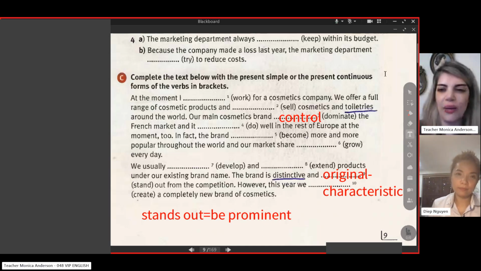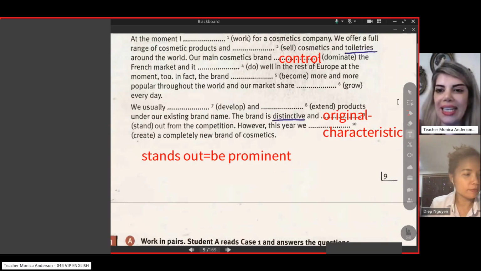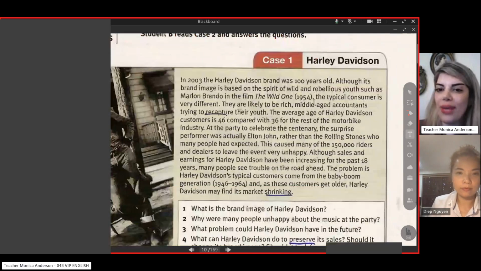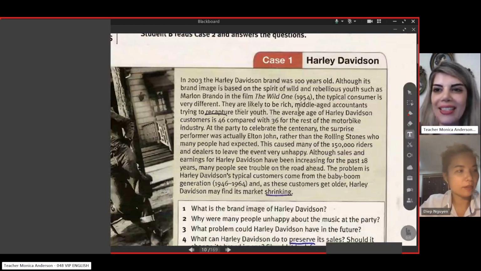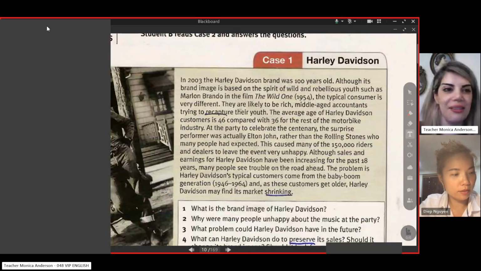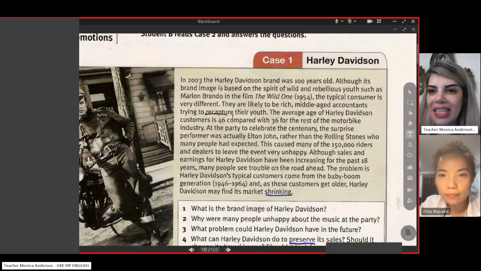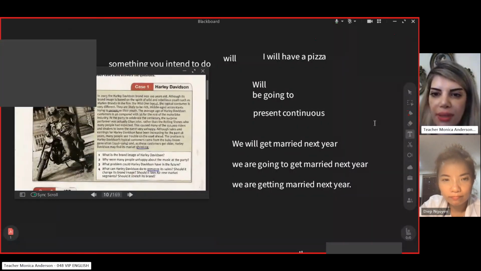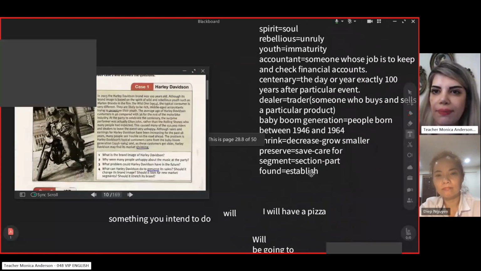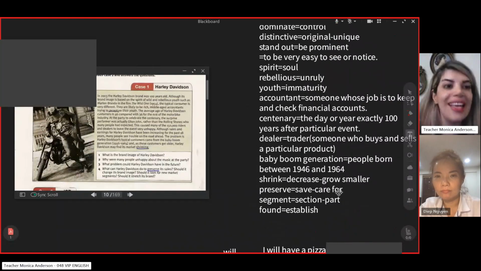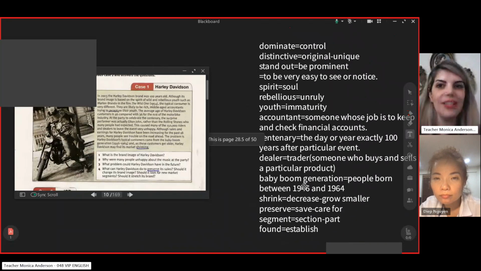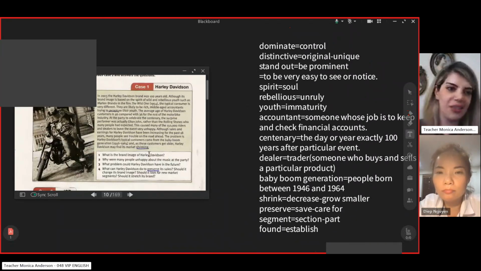Well, we have a reading section here again about Harley Davidson. So let's talk about it. Just before we read this part, I wrote some vocabulary, some words on the board for you. So let me show you. Let's talk about these words. Then, considering these words, you need to read the text and answer the questions.